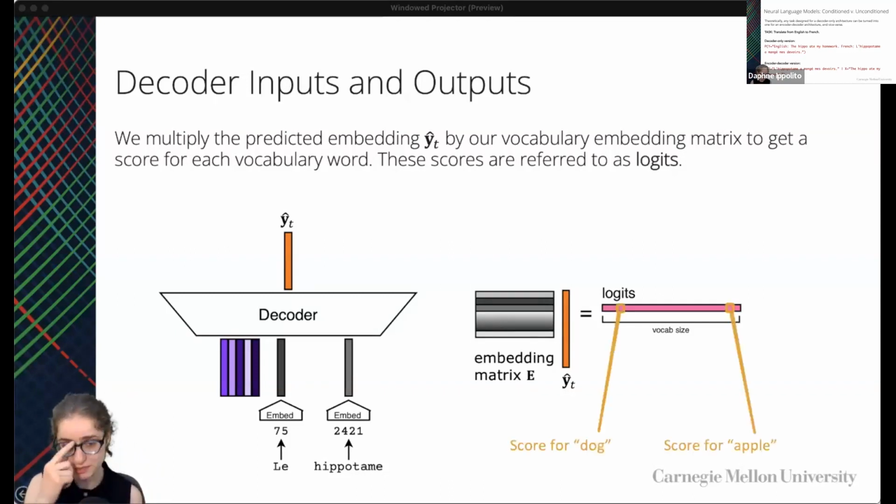Just as an example, this position here in the Logits might be the score for dog. This one over here on the right might be the score for apple, and so on. All right, any questions about this before we move on?